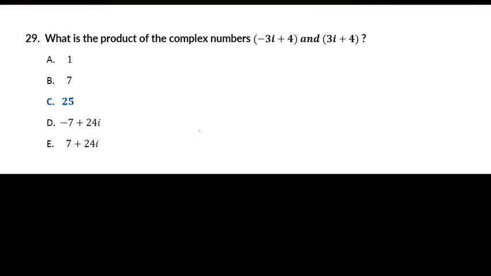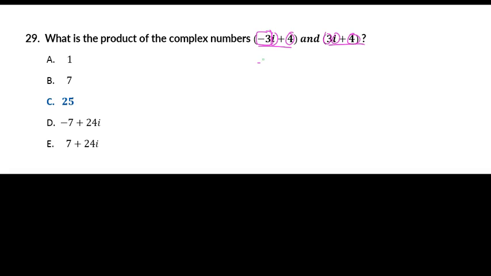All right, so the question is, what is the product of the complex numbers? And then it gives you these two terms, these two complex numbers. Remember, complex is nothing more than real numbers plus imaginary numbers. Not plus, but including real and imaginary. So the -3 is the real, the i is the imaginary.